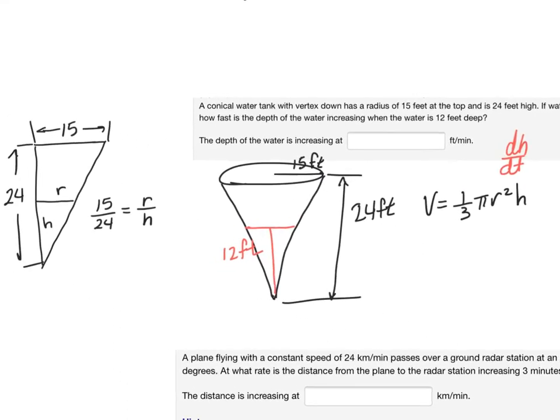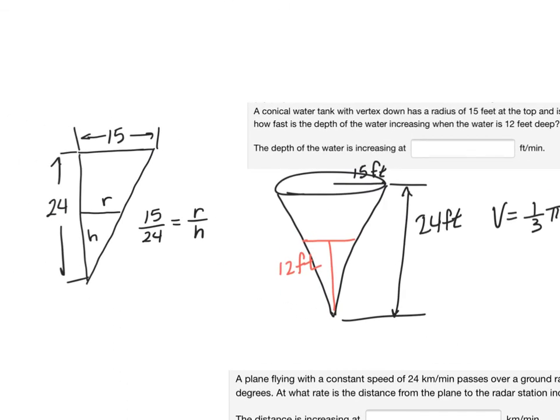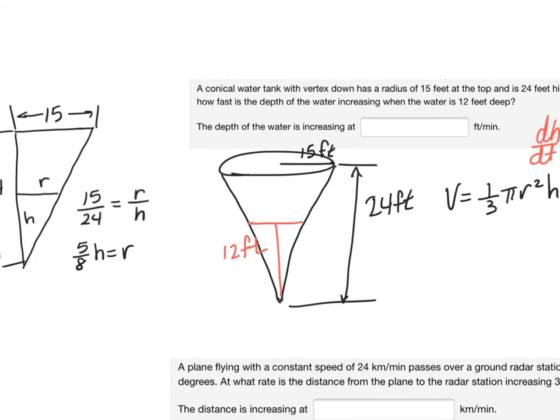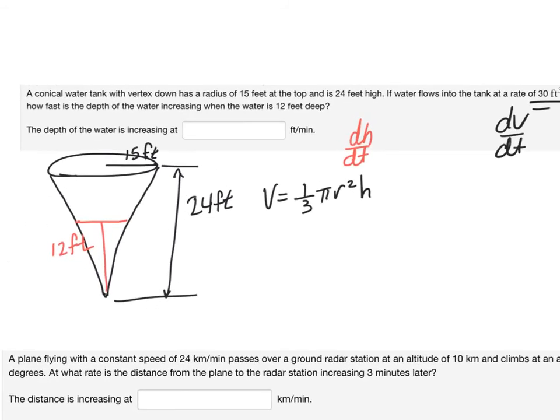Eye on the prize, we want dH/dt. 15 over 24 reduces to 5 over 8. So 5/8 h is equal to r. That means I have a replacement for r in my formula in terms of h. My volume is equal to 1/3 pi, where r gets replaced with 5 over 8 h, squared, multiplied by h. So V is equal to 1/3 pi, and then I square that, so I get 25 over 64 h cubed.